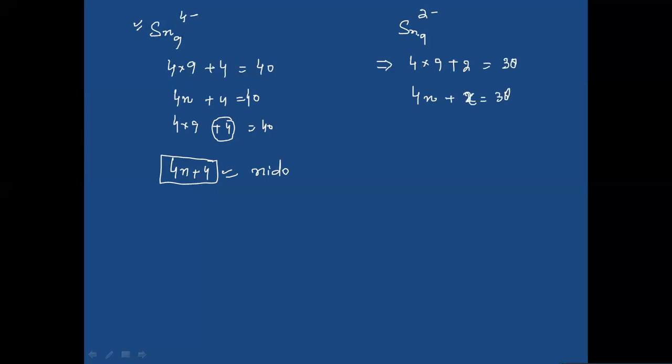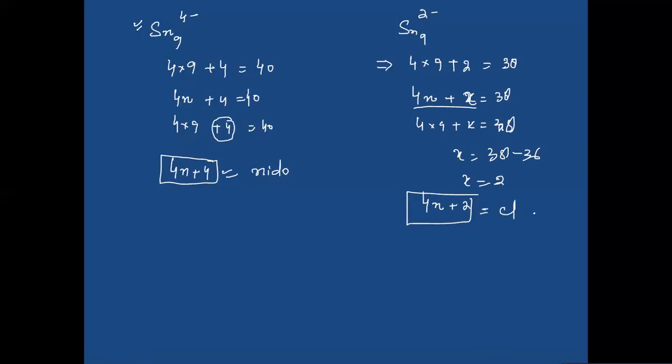First you will determine x. So n is 9, 4 into 9 is 36, plus x is equal to 38, isn't it? So x comes out to be 38 minus 36, x comes out to be 2. So by applying this formula, this becomes equal to 4n plus 2. By 4n plus 2, we mean that the structure is closo. So this compound has a closo structure.